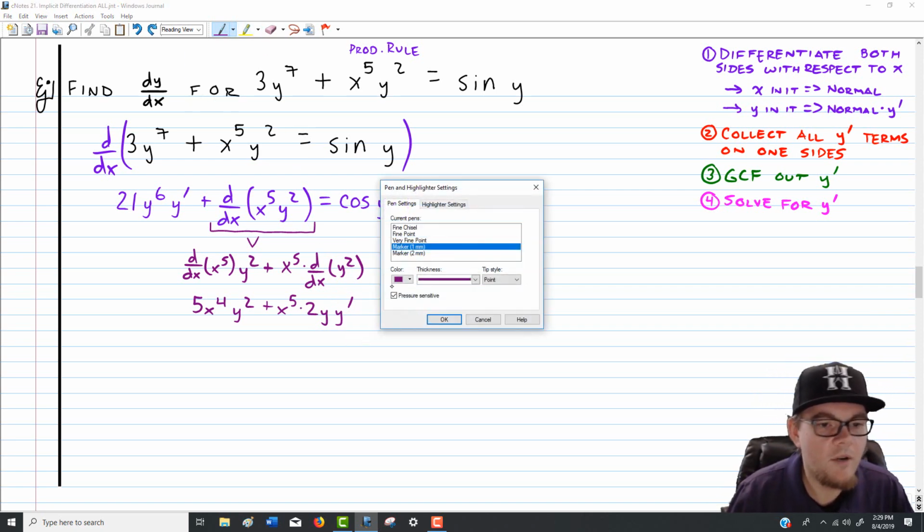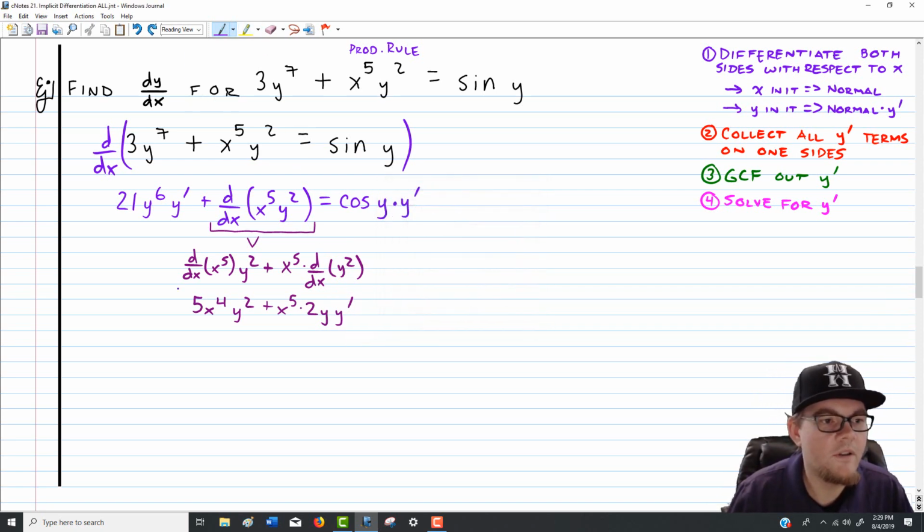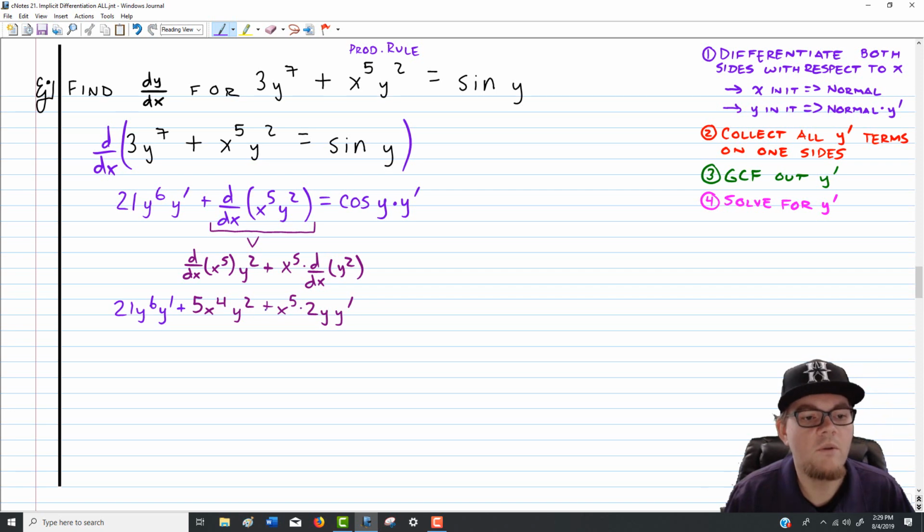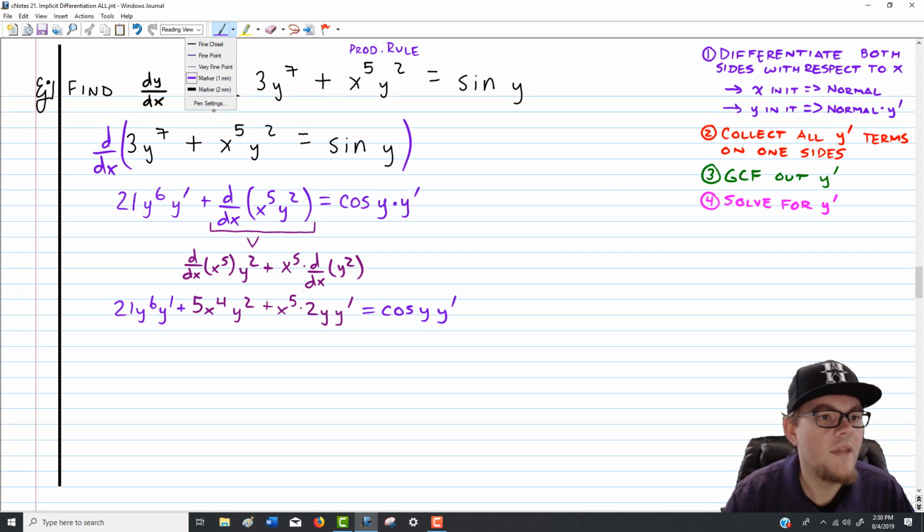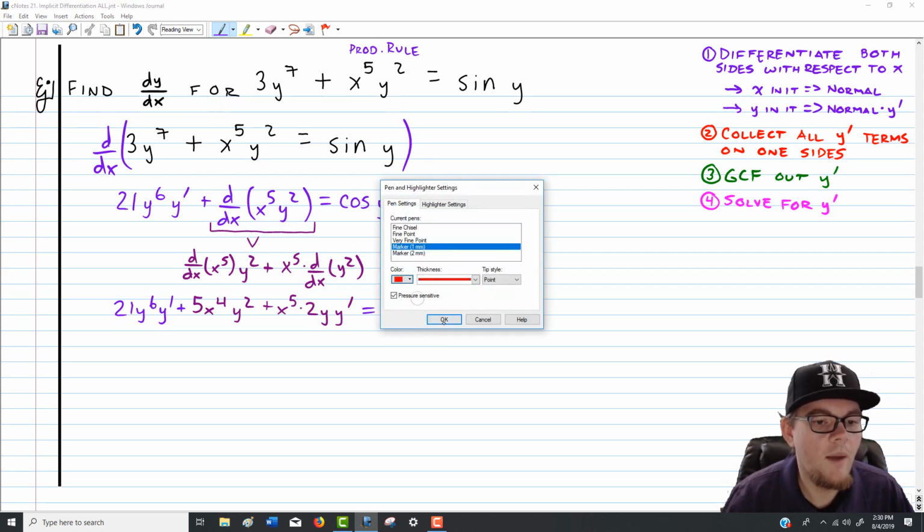So with that said, that was the product rule. We just kind of went down fairly smooth, I hope. We're left with 21y to the 6th y prime plus 5x to the 4th y squared plus 2x to the 5th y prime, and all of that is equal to cosine of y times y prime, or as I like to say sometimes, cozy y prime.